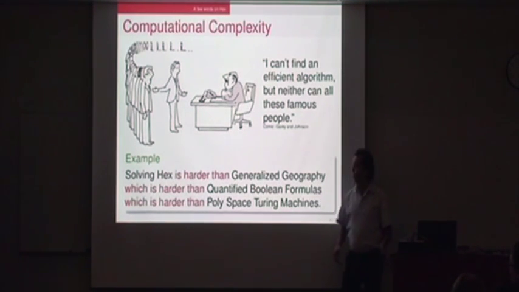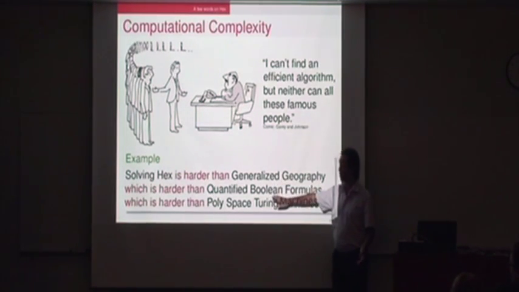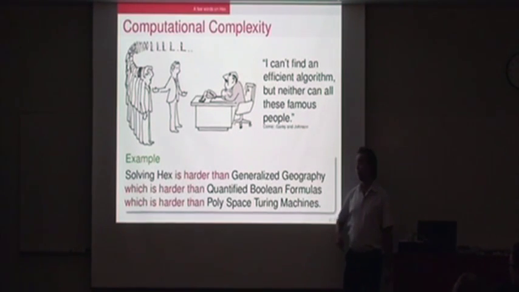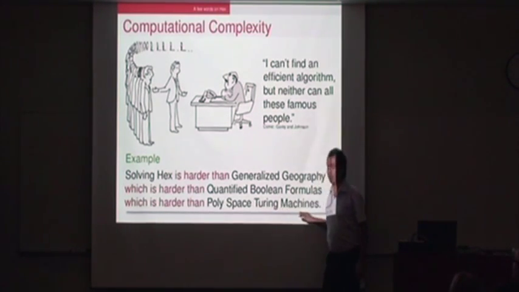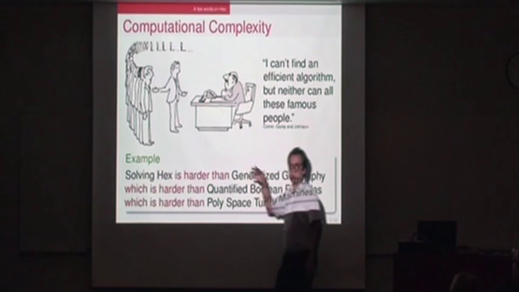And then it turns out that generalized geography is harder than QBF. Because if we knew how to solve geography, then we would know how to solve this one. Therefore, we would know how to solve this one. And hex is harder than geography. So if we knew how to solve hex, we would know how to solve this polynomial space Turing machine problem. At least it's hard, actually. It's not strictly, we don't know it's strictly harder. Well, actually we know that they're the same complexity class. So it also turns out that this one is harder than hex, and so it's all part of a class.